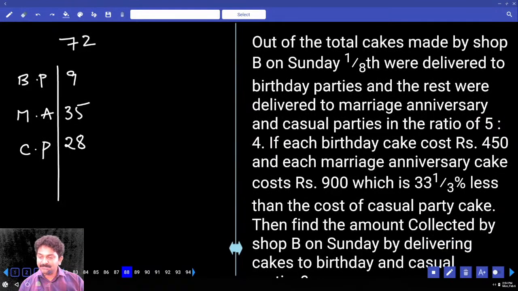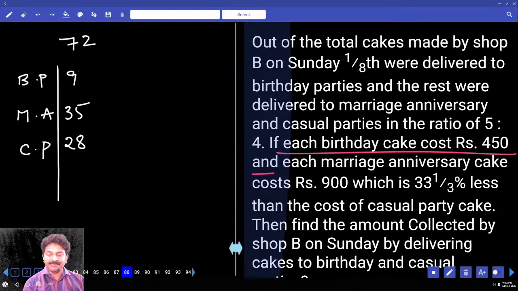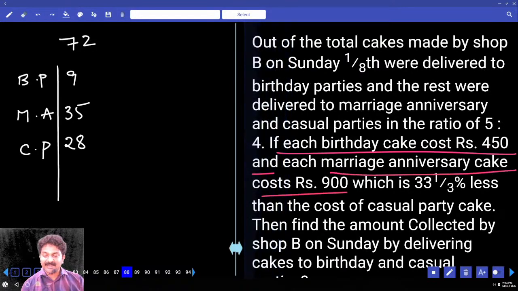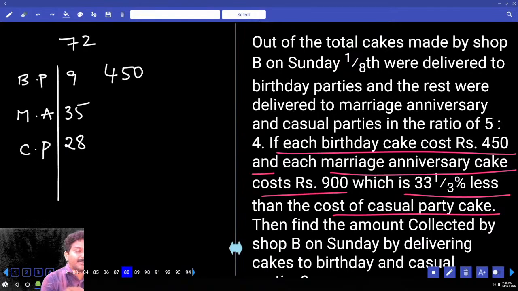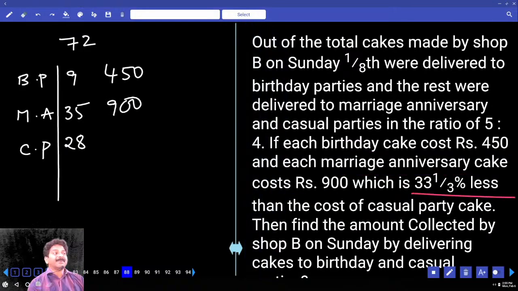Now, each birthday cake costs 450, each marriage anniversary cake costs 900, which is 33 1/3% less than the cost of the casual party. Okay. Birthday party cake cost is 450 rupees. Marriage anniversary 900, which is 33 1/3% less. That means 1/3 less only. Denominator 3. So if it is 3 parts, 1/3 less, 2 parts. So 2 parts is equal to 900, 1 part is 450. If you add 2 parts and then 1 part, we will get 3 parts. So 900 plus 450, 1350 is the price of casual parties.